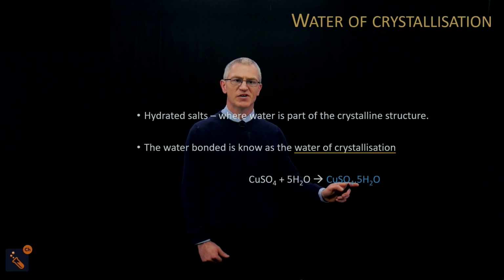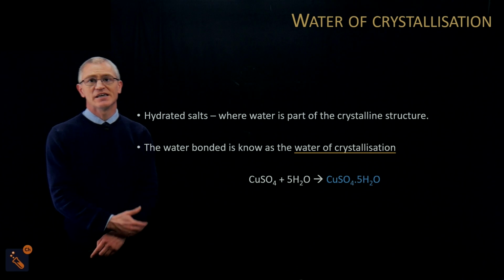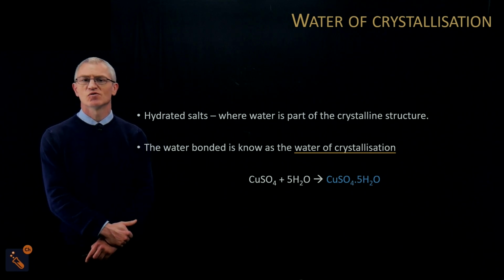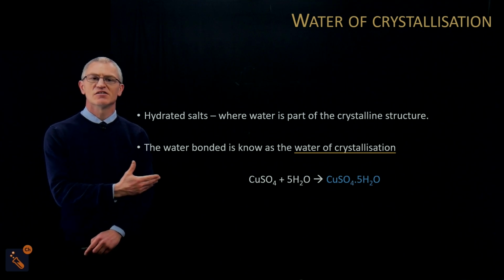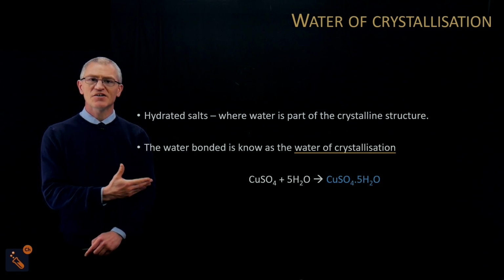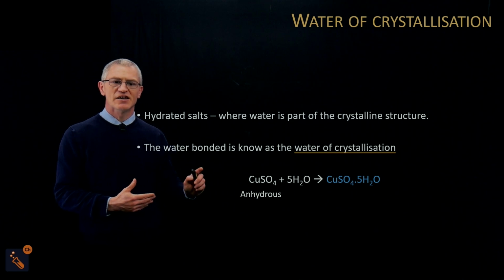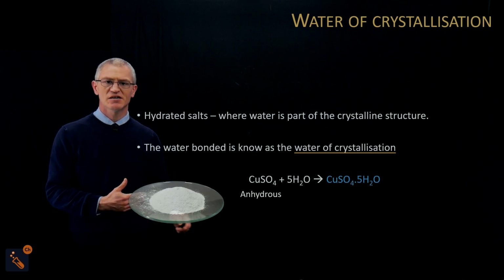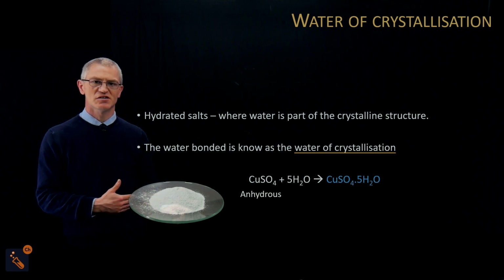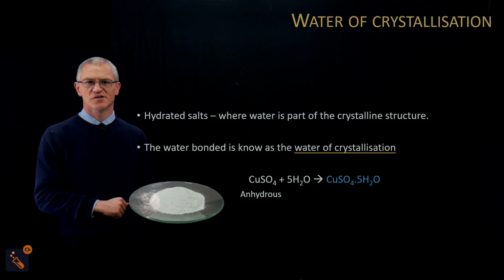Now that is via a dative covalent bond if you've done it already, in your bonding part of your course. But you don't really need to know anything more than that. You just need to know that the dot means that the water is bonded to the copper sulfate. Now, if the water is not bonded, we refer to it as anhydrous. And anhydrous copper sulfate, as you can see with the colours, is a kind of white colour. And you'll see it in your lab all the time. Because when you do practicals, teachers always use copper sulfate.